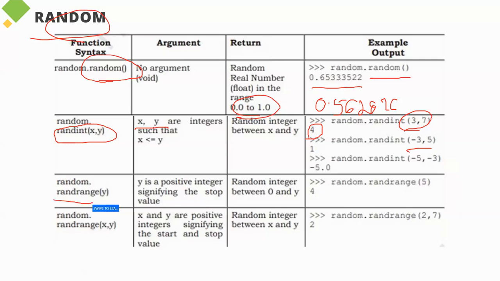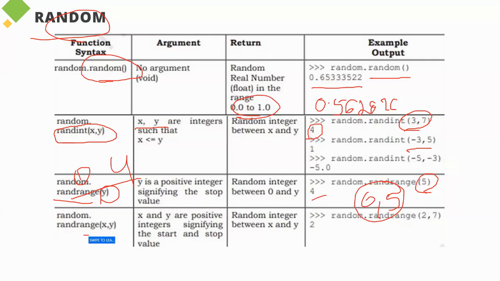The other method is randrange, which can take only one parameter y. If it takes one parameter, the default start is 0, and it gives a value in the range between 0 and y. If you give 5 here, between 0 and 5, it provides the random integer 4.